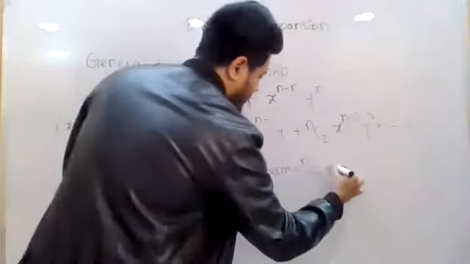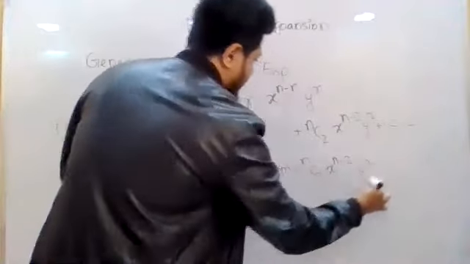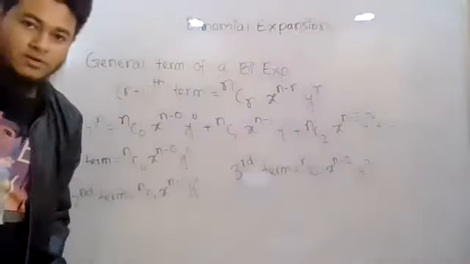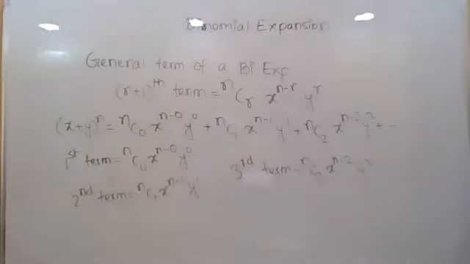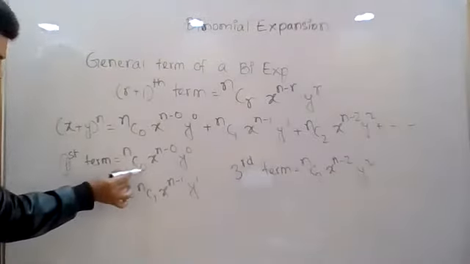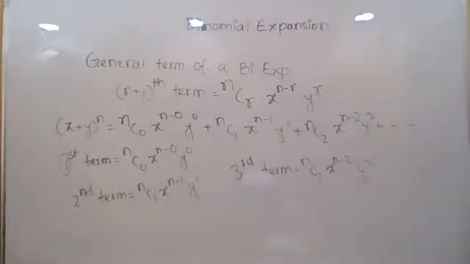nC2, x to the power n minus 2, y to the power 2. Now you might be thinking, why did I write it separately? I have already written it over there, right? But it is very important to show you the relation between the number of terms and the number that I write here. See, what is the relation?